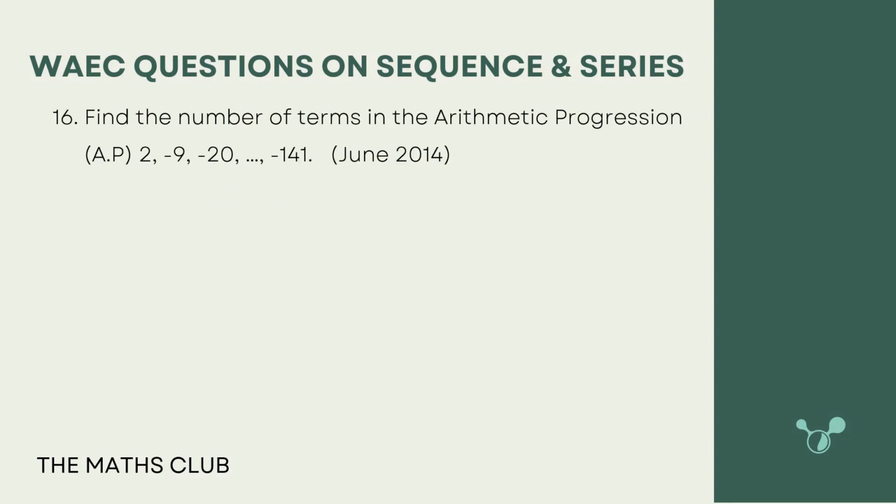And the last question, from June 2014, says that we should find the number of terms in this arithmetic progression: 2, minus 9, minus 20, some values in between, and minus 141. I want you to try this out by yourself. When you do, you'll see that your answer would be option D. That means the number of terms here is 14. Make sure you try this out by yourself.